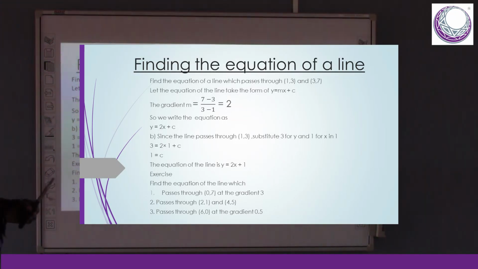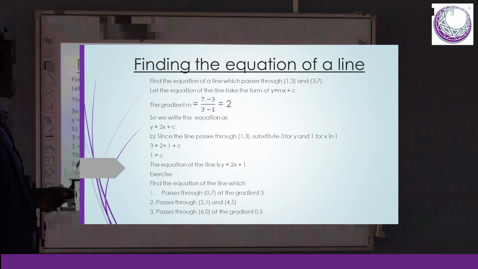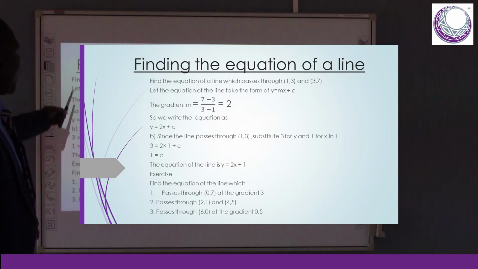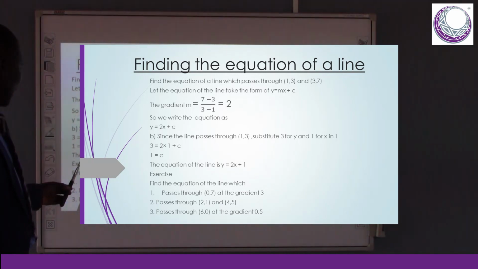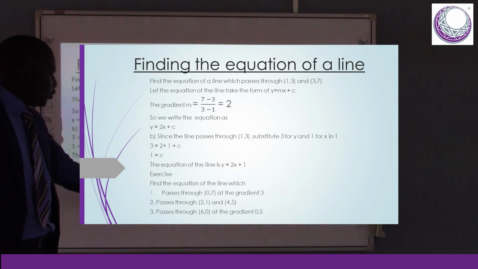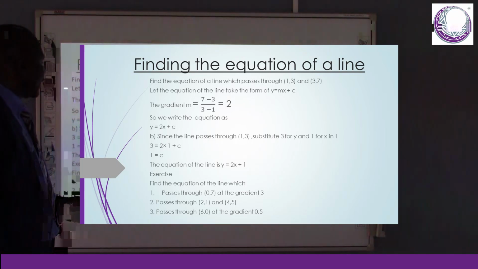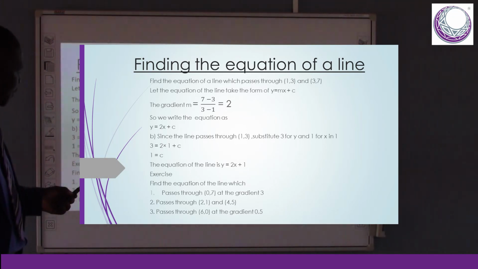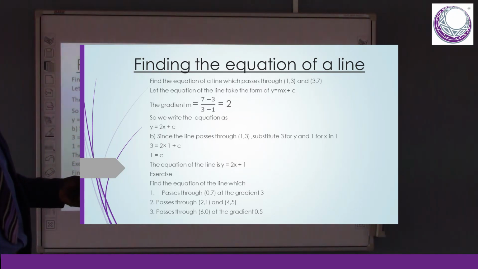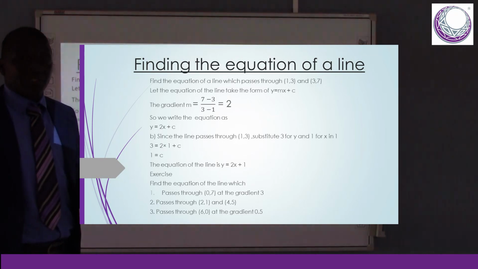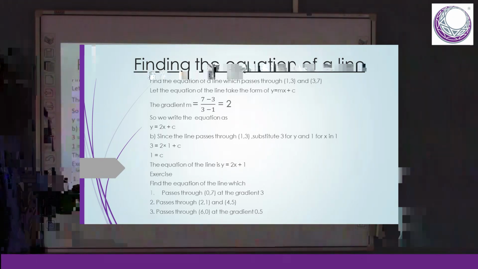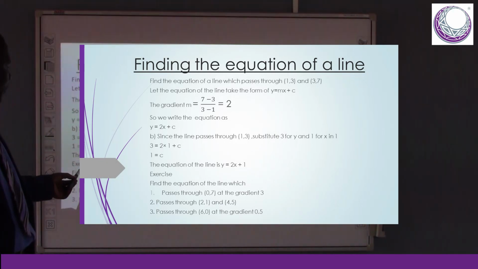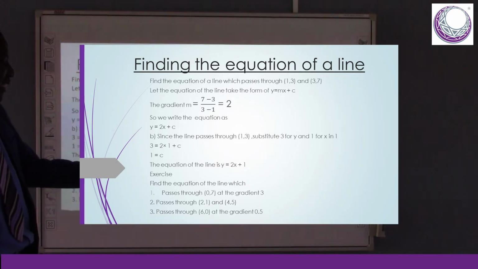Number 2: find the equation of the line which is passing through the points (2, 1) and (4, 5). We are going to be doing exactly this. Now that I don't have the gradient, I should be able to find the gradient of the line using y1 minus y2 over x1 minus x2, or simply the difference in the y-coordinates divided by the difference in the x-coordinates. That will enable me to get the gradient. So when I've got the gradient, I now express y is equal to mx plus c.